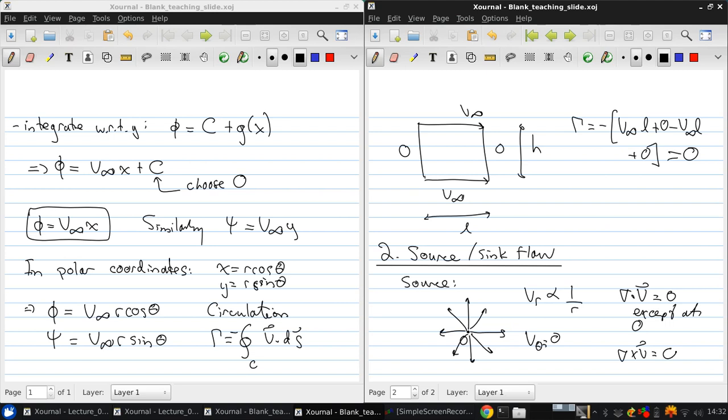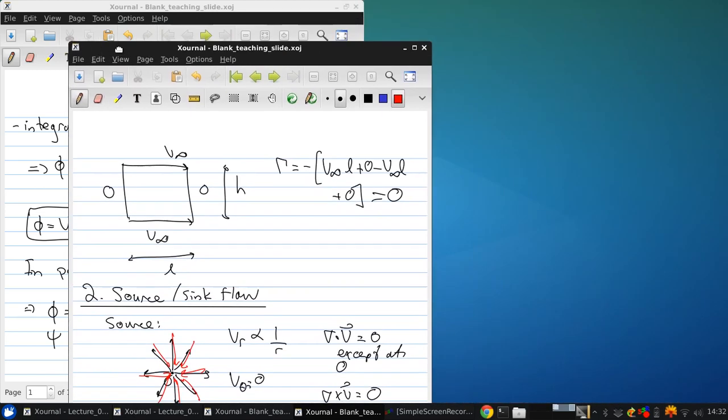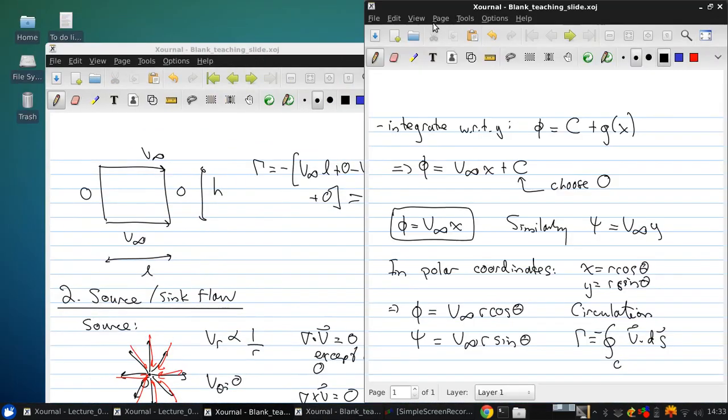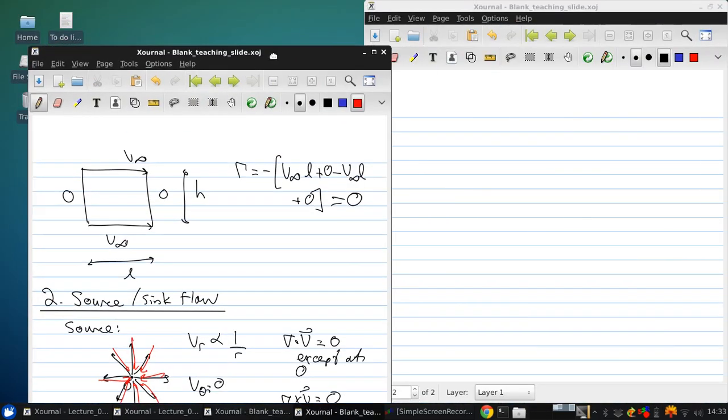The curl is 0. A sink is just the opposite, where these arrows are going inward. You can think of that like a top-down view of a drain. Now, you can draw that to make it a little bit more clear what I mean.